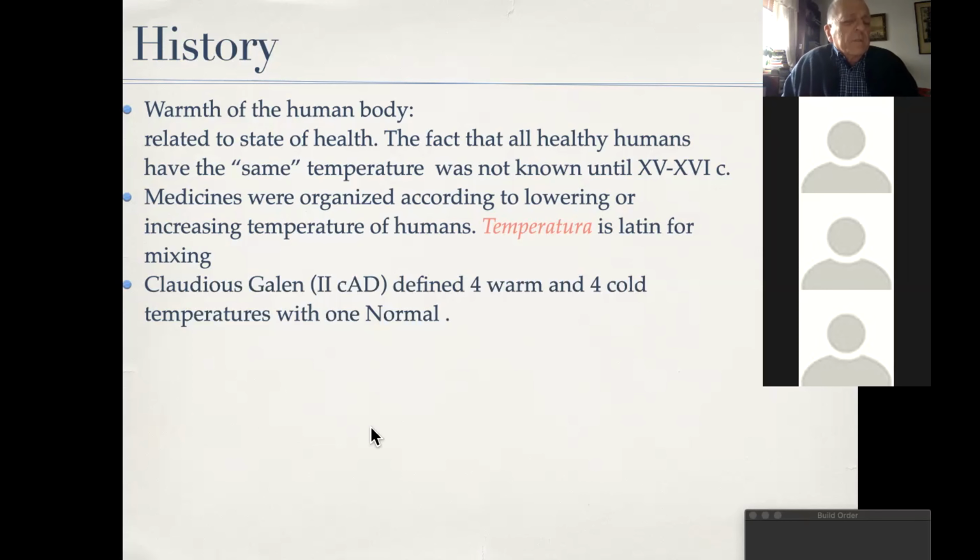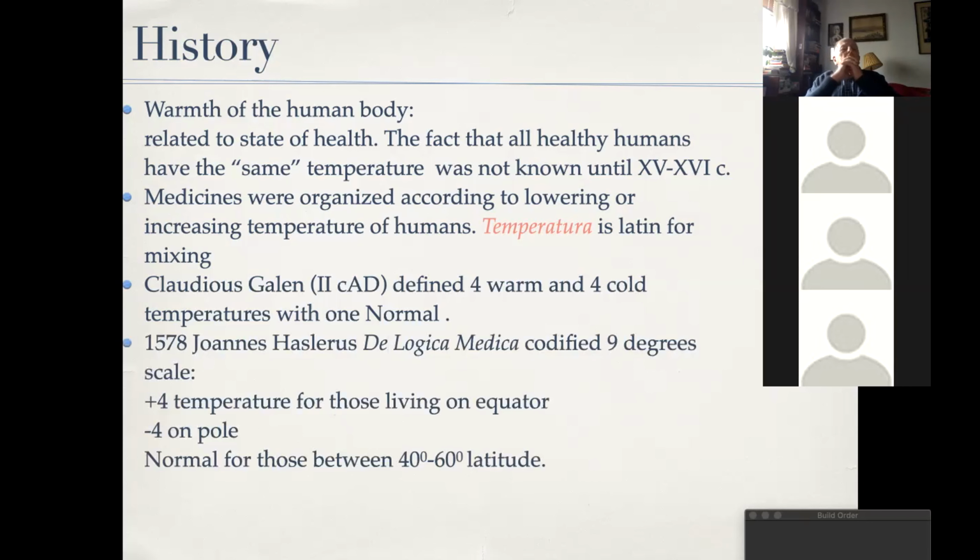We know that the temperature of perfectly healthy people is not exactly equal, but nevertheless. And there was no well-described definition of those degrees. They were rather, as I said, related to the particular kind of medicine applied to the sick individuals. And we had to wait until the 16th century when Johannes Hasler wrote a book, De Logica Medica, and he codified the 9 degrees of Galen.